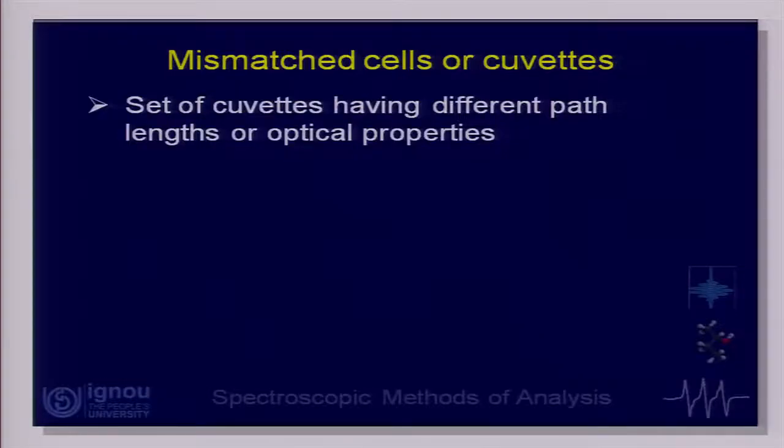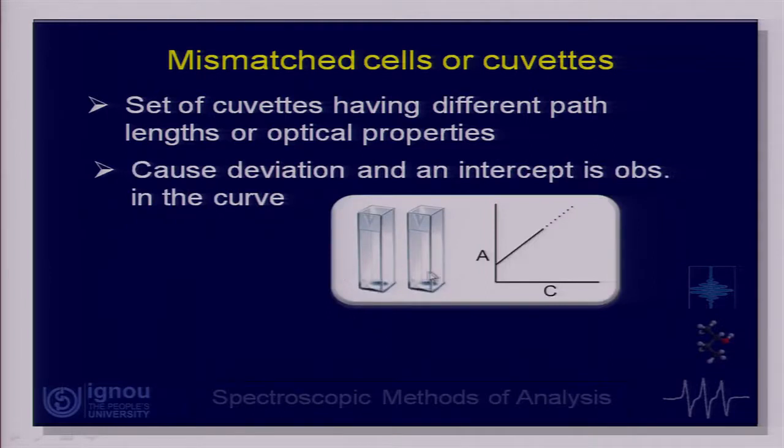Okay. Let us go further and talk about another way we conduct our experiment, that is called mismatched cells or cuvettes. Typically what we do is we use a set of cuvettes. Nowadays we have quartz cuvettes available which are matched. A matched set of cuvettes means that the two cuvettes I am using have exactly the same path length and also exactly the same material. So, as a consequence, they have identical absorption properties.